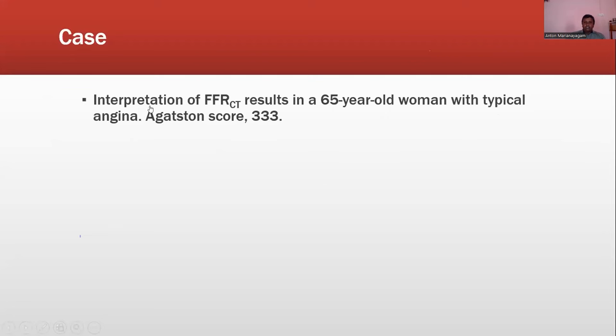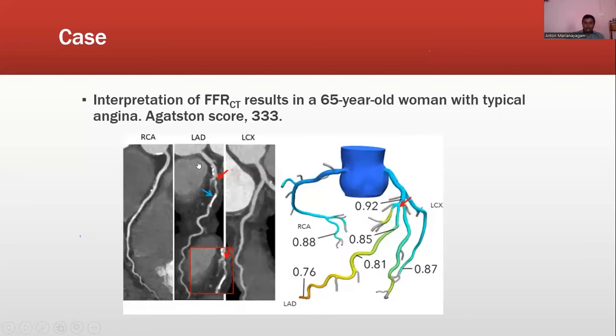And this is a case interpretation of FFRCT results in a 65-year-old woman with angina. This is the calcium score, 333, which is quite significant. Now you see, we don't interpret FFRCT in isolation. We interpret FFRCT with the CT coronary angiogram. We look at the plaque morphology and locate the lesion. Now you see, this is the lesion.